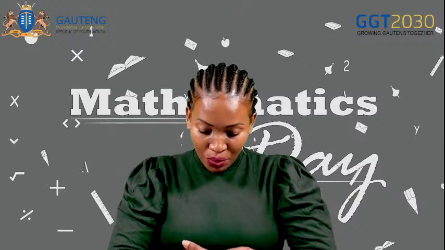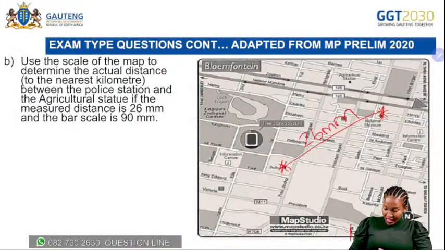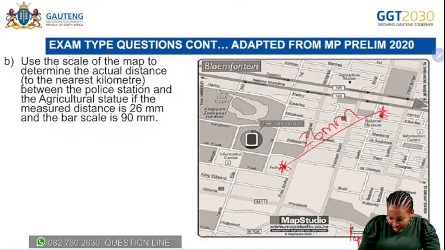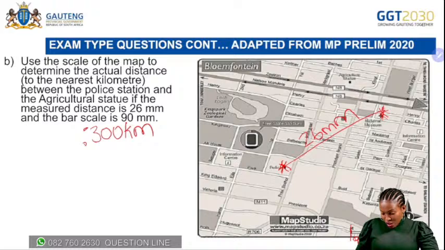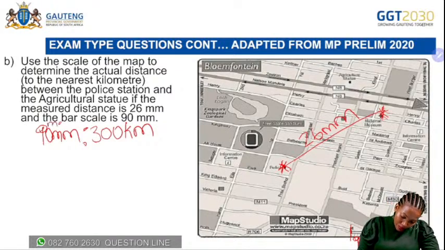Now, let's continue. I said we have to calculate the actual distance from this point to that point. Remember our bus scale, guys, our bus scale is actually 300 kilometers. And when it was measured with a ruler, it was measured to be 19 millimeters. So it is always the map is to the actual. And then the distance from one place to the other that is measured on the map is 26 millimeters.